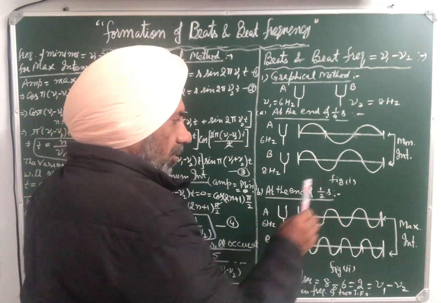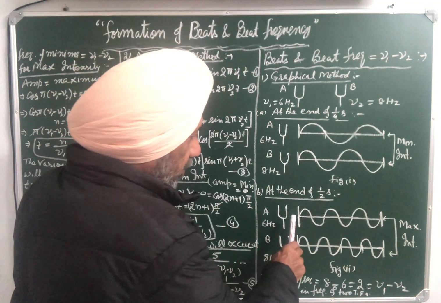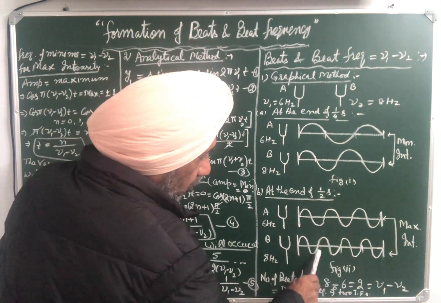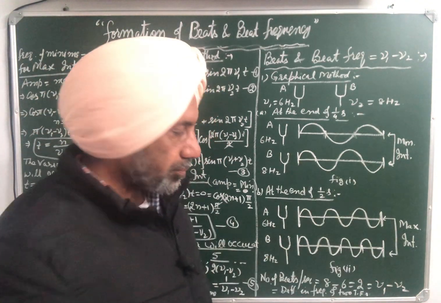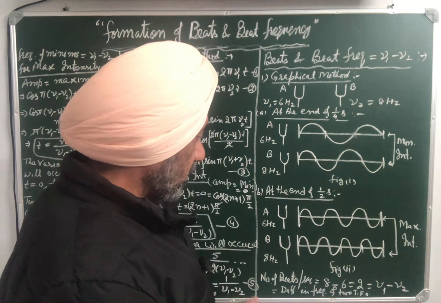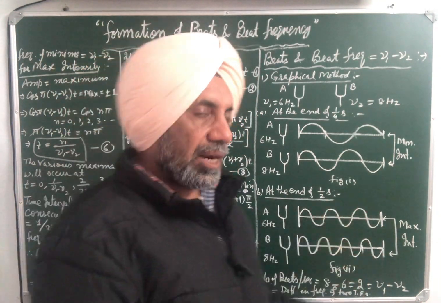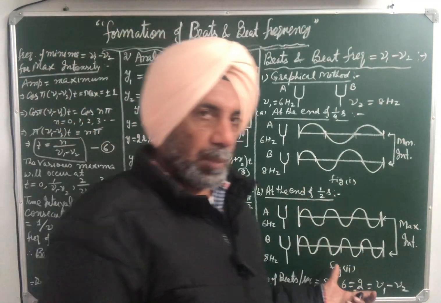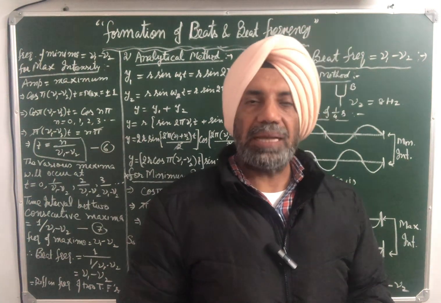What happens at the end of half second? Tuning fork A having frequency 6 Hz will produce 3 complete waves, and tuning fork B will produce 4 complete waves, 1, 2, 3, 4. And what we see at the end of 1/2 second is that trough of one is falling upon trough of other when they superimpose upon each other. So trough is falling upon trough of other, it means amplitude is maximum. Therefore, intensity is maximum.